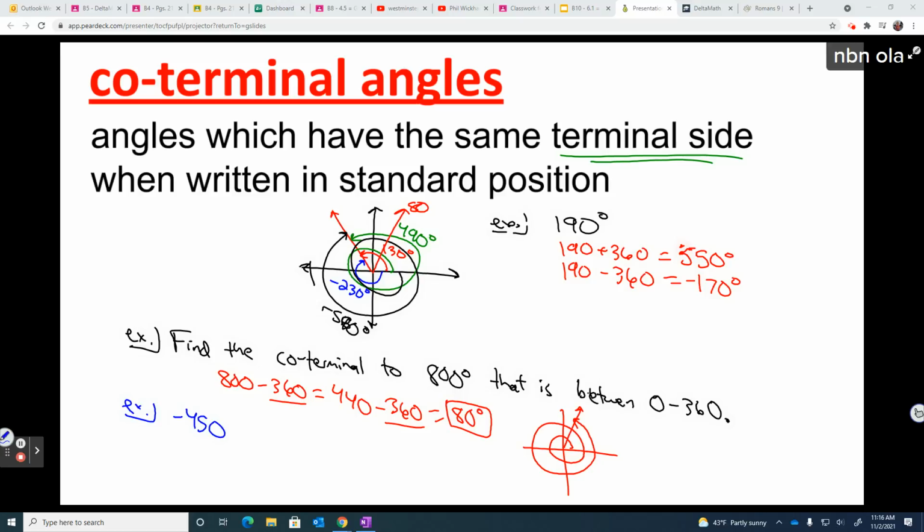Just add 360, right? So you're just going to add 360. That's negative 90. Well, that's not what we're looking for because it's not between 0 and 360. So we just add it again. Plus 360 again.